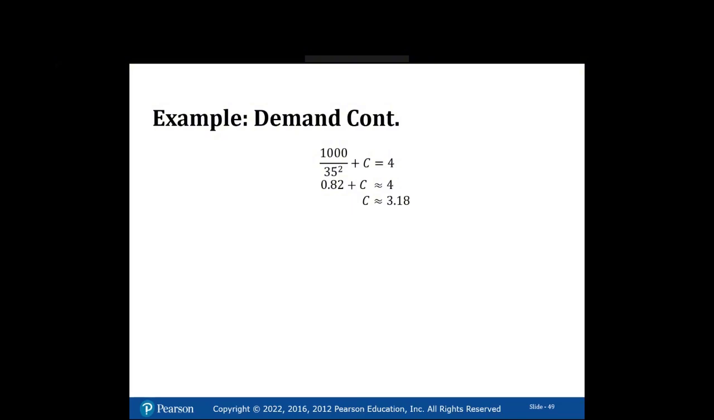And the reason why we have 2 decimal places is because the demand function is also the price function. So what I'm finding is a dollar amount. Dollar amounts are done with 2 decimal places. So that's why we approximate it. So then we just plug in 3.18 for C, and we have our official demand function, our price function: 1000 over (2x plus 15) squared plus 3.18. So that's an applied problem to the demand function there.